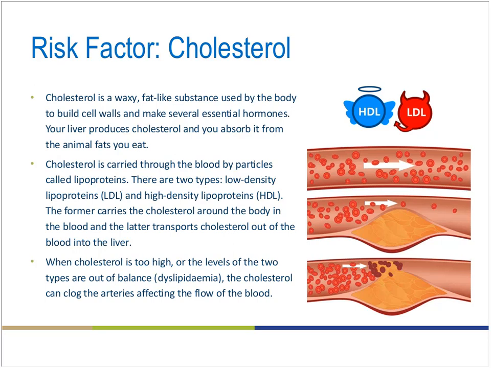The first one is cholesterol. So cholesterol does come from food. We'll talk a little about that, but it actually is something that your body produces automatically. You do not have to take any cholesterol into your body in order to have enough. So realistically, any cholesterol we're taking in is probably too much. So we're trying to reduce our cholesterol intake. When cholesterol gets too high, the levels are out of balance, which is dyslipidemia. The cholesterol can clog those arteries and will start affecting the flow of that blood, and the blood won't be able to go through. So we're going to talk about foods that contain cholesterol and how to reduce that.